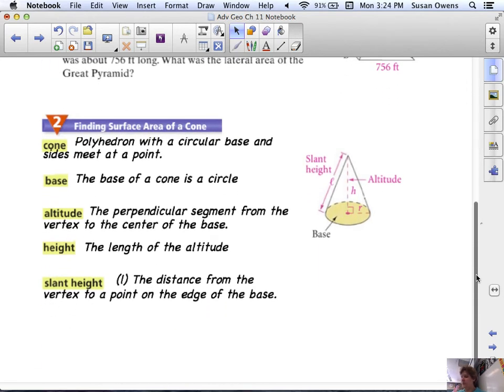Surface area of cones, very much like the pyramids. In fact, I like to use the same formula. So a cone is a polyhedron with a circular base and the sides meet at a point, or you can call it the side meets at a point. The base is a circle. The altitude, again, is perpendicular to the base, to the center of the base. The height is the length of the altitude, and the slant height, again, is this height that doesn't go straight up, it goes along the face.